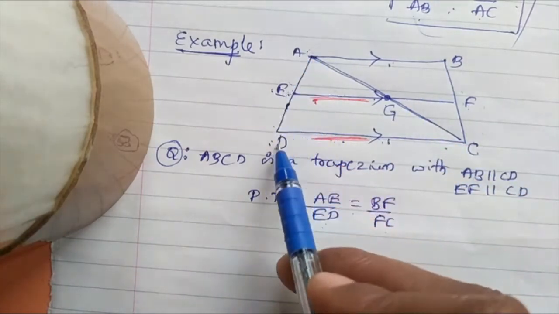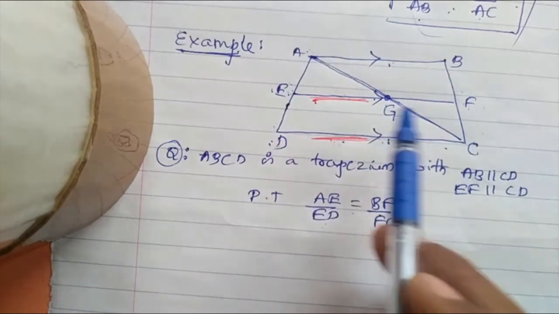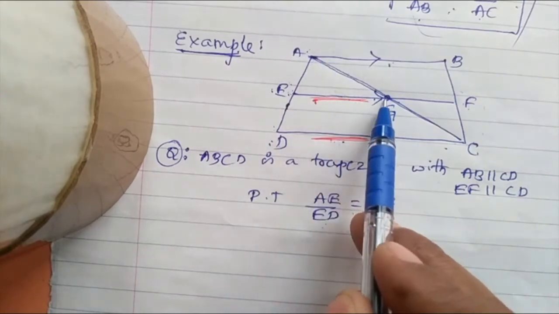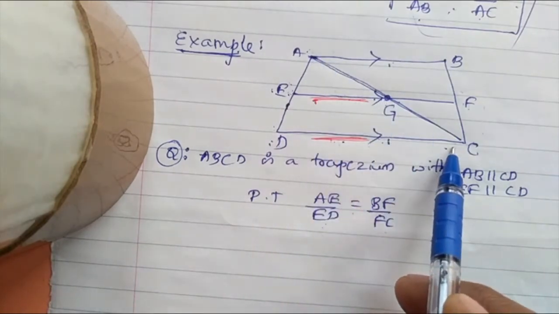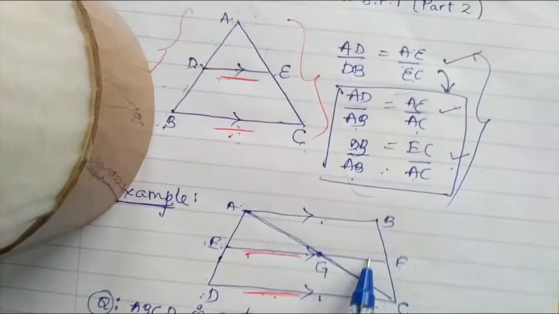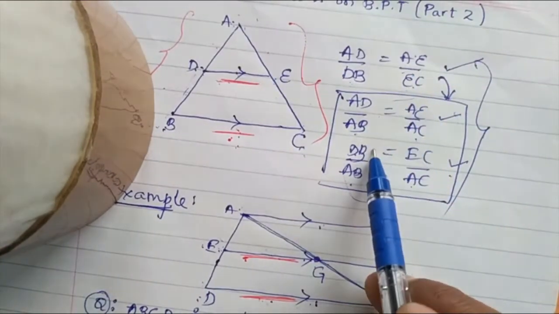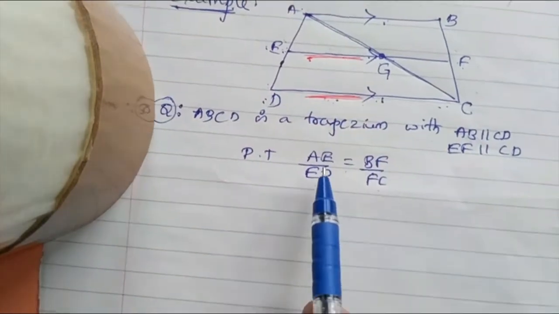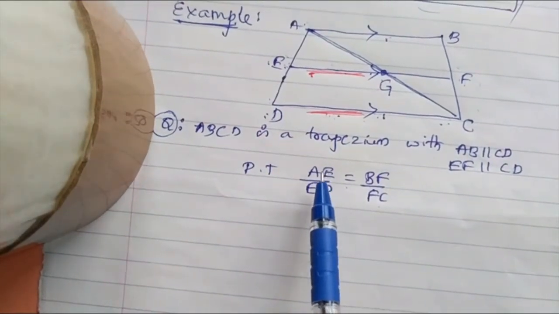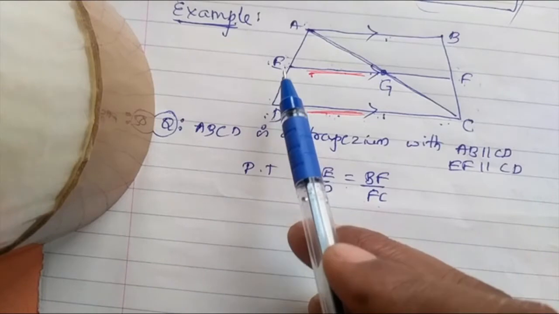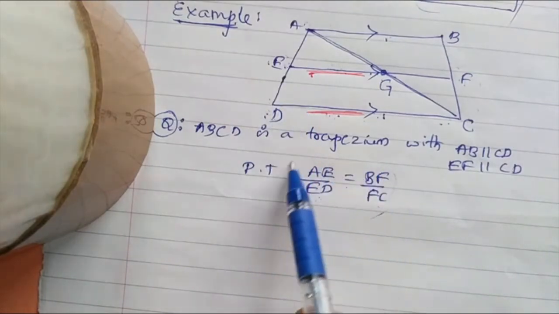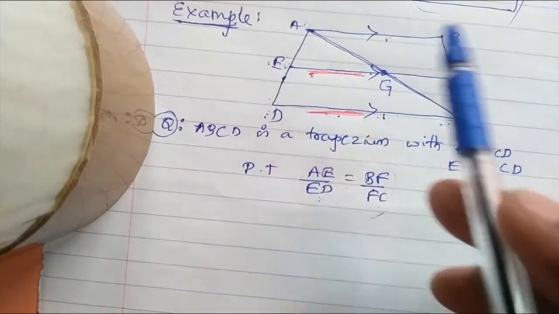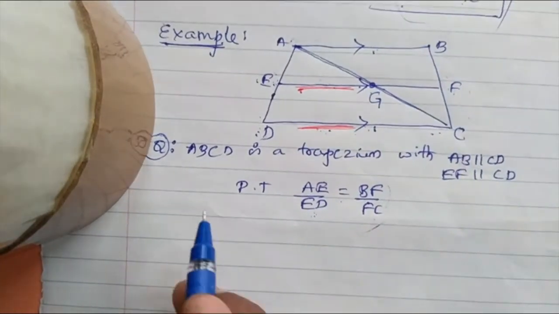Now AE by ED is equal to AG by GC, because when these two are parallel, AE by ED is equal to AG by GC using BPT. But in BPT there are three results: half by half, half by full, half by full. Which one should I follow? Look at the proof. What to prove there? AE and ED. So in the proof, we need to take AE and ED. These two are off and off, so better we will use the off and off method only.